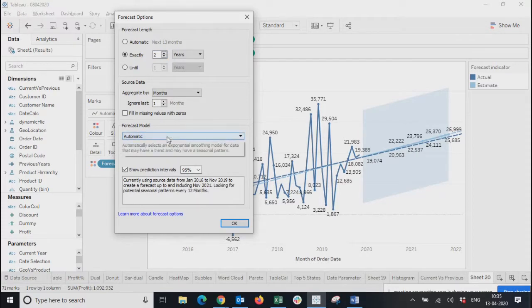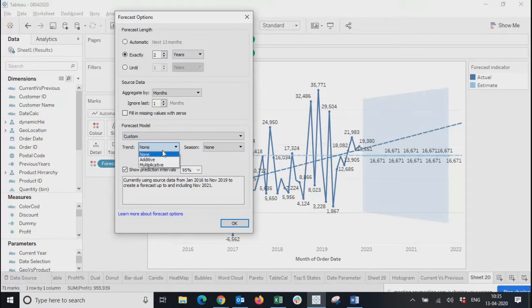If you say without, it will not consider that seasonality. Or maybe custom. Custom is where you choose an additive trend or a multiplicative trend, or season, additive or multiplicative. So these are different inputs you can apply here, and what is the level of confidence you want to get, right? 95, 99, 100, not 100.